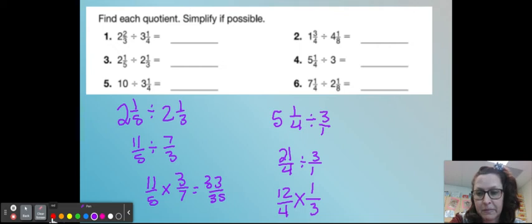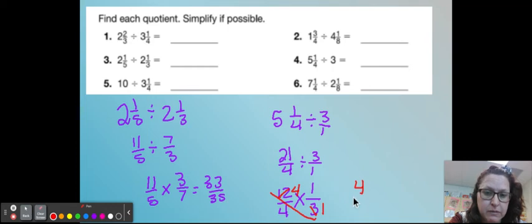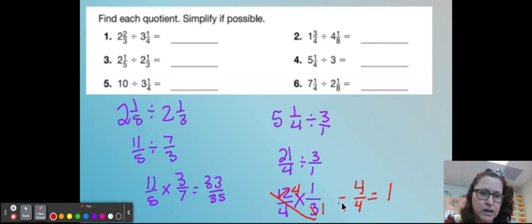Now I'm looking at this and I'm saying, 4 and 1, I can't simplify that, but I can simplify 12 and 3. 12 divided by 3 is 4. 3 divided by 3 is 1. 4 times 1 is 4. 4 times 1 is 4. So 4 divided by 4 is 1. So my answer is 1. That was kind of a tricky one, but that's how you solve it.